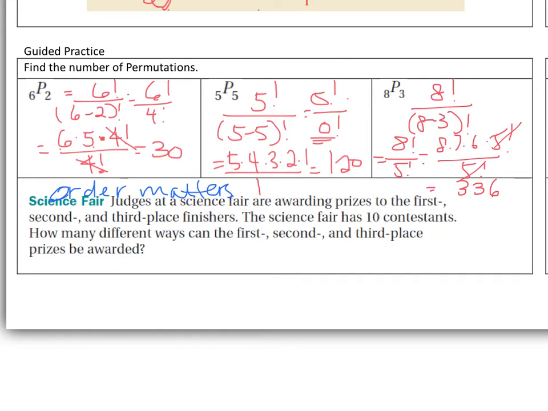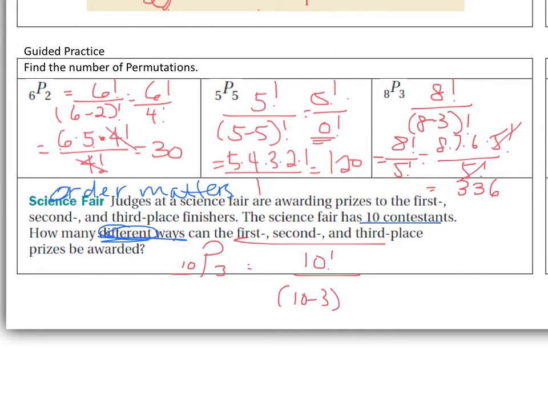So the science fair has 10 contestants. How many different ways? Different is also a clue that you have to use the permutation formula because order matters. So how many different ways can the first, second, and third place prizes be awarded? There's only 3 places. 10P3. So there's 10 contestants in all. You can only have 3 places. And how many different ways can we arrange this?